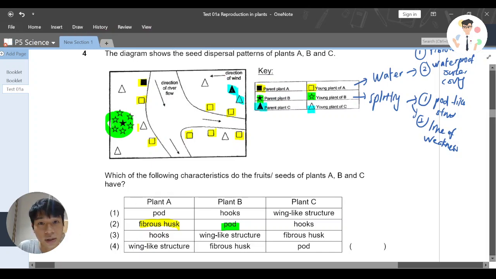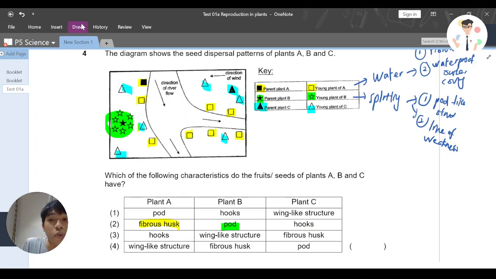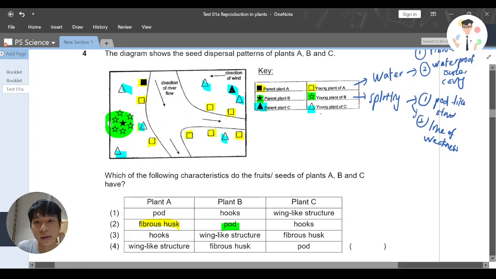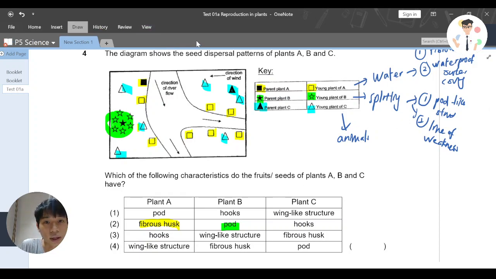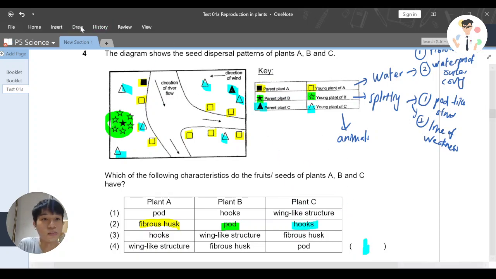And this triangle is here, here, here, here, here. It is kind of random, right? Because it goes here, here, here. So I know that this is probably by animals. Okay, and for animals, it can have two ways: the animals eating edible fruits, or the hooks. So I know that I have hooks here. So I know this answer is option number 2.